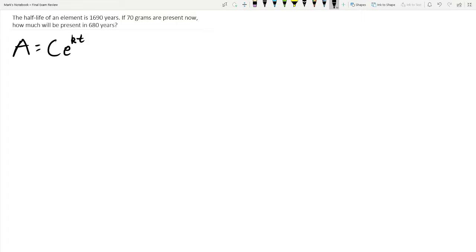In this problem here, we'll be working with half-life, and I just wanted to do one example of that as well to help you guys review. So it says the half-life of an element is 1,690 years. If 70 grams are present now, how much will be present in 680 years?